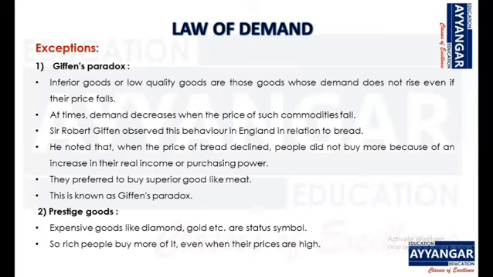Next point is prestige goods. Expensive goods like diamond, gold, etc. are status symbols. These are goods used to show the financial condition of a person. In this condition, when the price increases, automatically the demand also increases. For example, gold is at more than 1 lakh rupees and still people demand it because it is a status symbol. Wearing more gold shows you are more rich. So goods like iPhone, gold or diamond can be demanded more even at a very high price. So here the law of demand cannot be applicable.